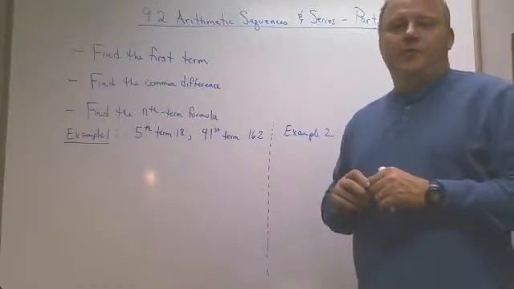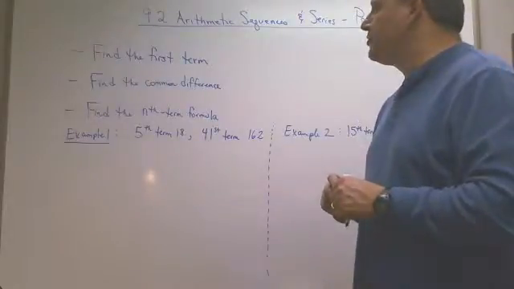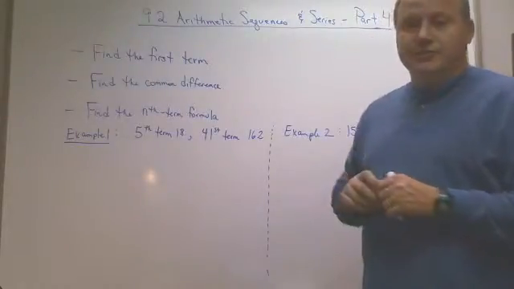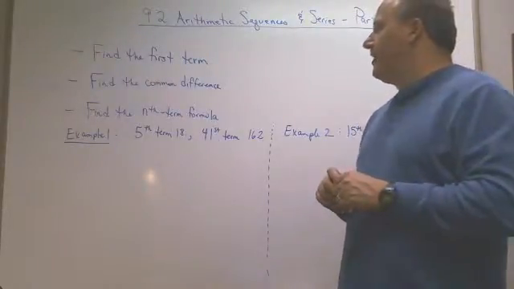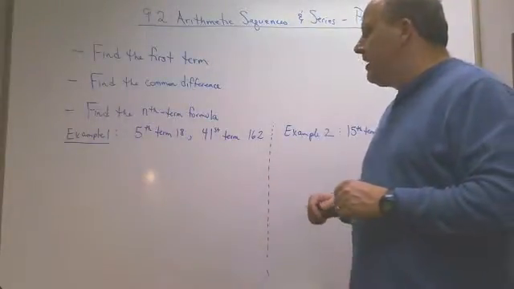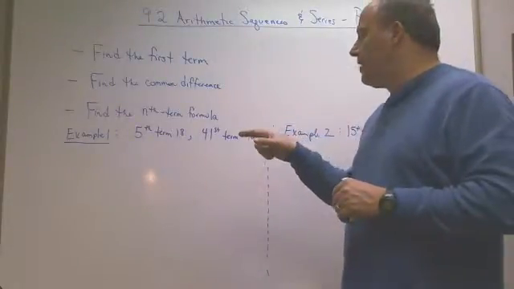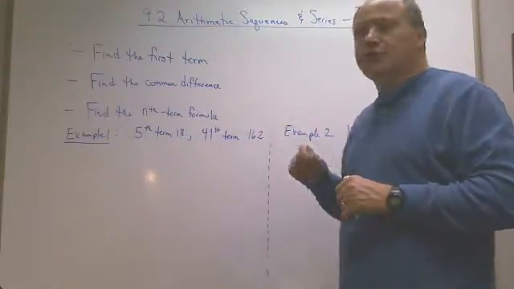Hi, this is part 4 of arithmetic sequences, and on these we're finding the first term, the common difference, which they don't give to you, and you're finding the nth term formula, which we have done in the past. Okay, so they give you basically two terms within the sequence. They give you the fifth term, and in this case they give you the 41st term as well.